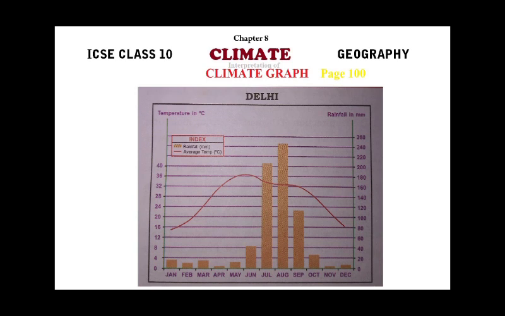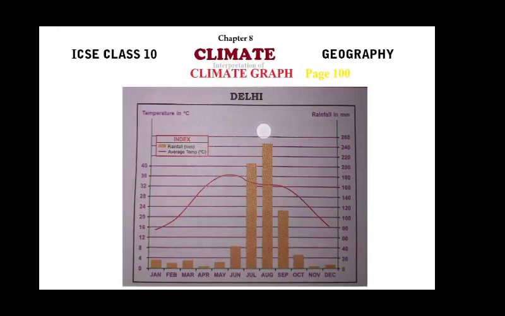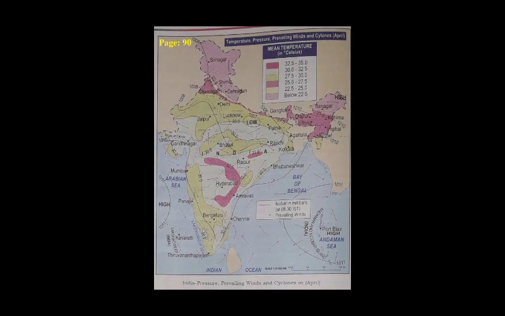Similarly, there are three more graphs in your textbook. I think there's no need to explain each and every graph like this. You can only interpret it. Now, before that, there are four maps given in the textbook.